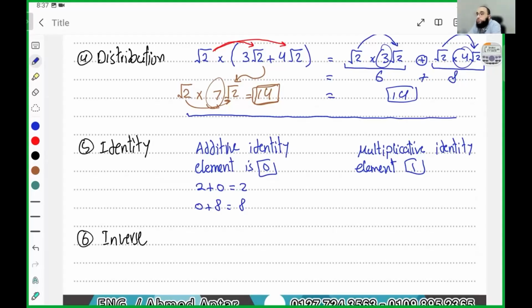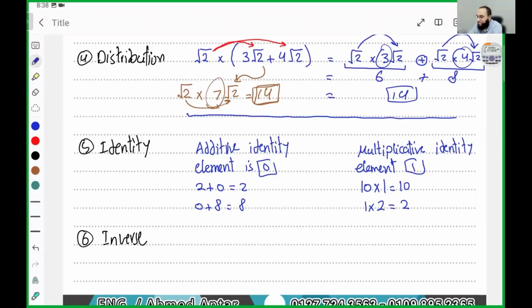So what's the number that doesn't make any change in the multiplication process, in which you can multiply by any number and it doesn't change? It's the 1. 10 times 1 is the same 10. 1 times 2 equals 2. And so on. Then the number that doesn't change the multiplication is 1, and the number that doesn't change the addition is 0. So the multiplicative identity element is 1 and the additive identity element is 0. Any problem? Is it clear?